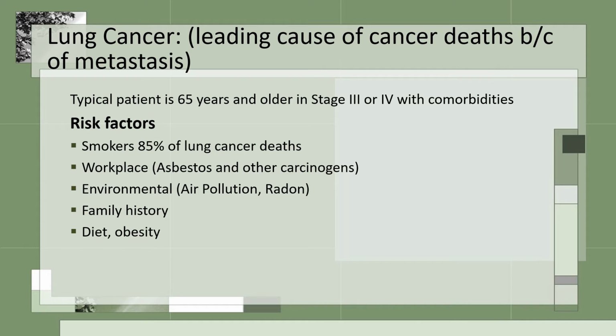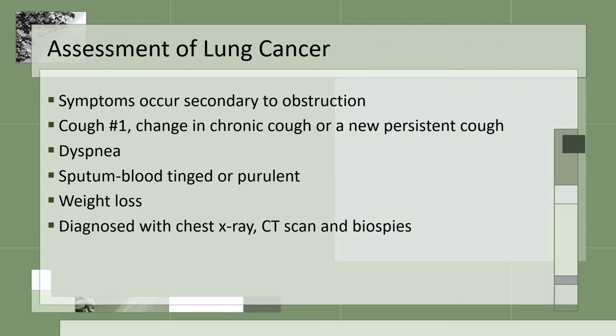Another risk factor is workplace exposure, like asbestos or other carcinogens. Environmental risk factors can be air pollution or radon. There can be family history, and diet and obesity also contribute. The important thing to understand in lung cancers, the symptoms occur secondary to obstruction. So that tumor is obstructing the airway and obstructing perfusion in the lung.